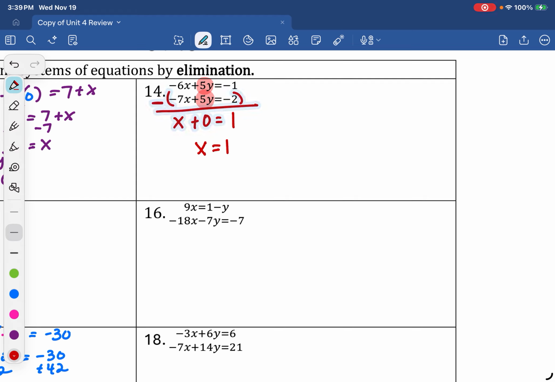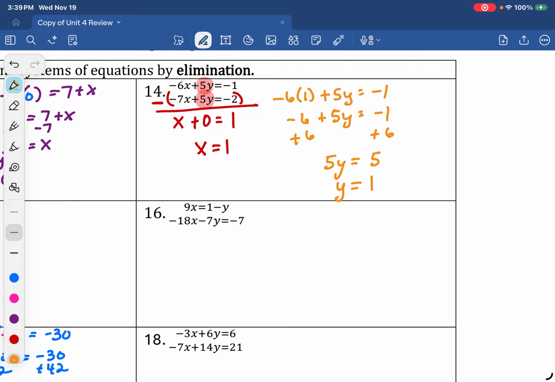Then we just plug that back in to the other equation. So we can use either of them. We're going to do negative 6x plus 5y equals negative 1. We get negative 6 plus 5y equals negative 1. Add 6 to both sides. 5y is equal to 5. Y equals 1. So our solution is the point 1, 1.